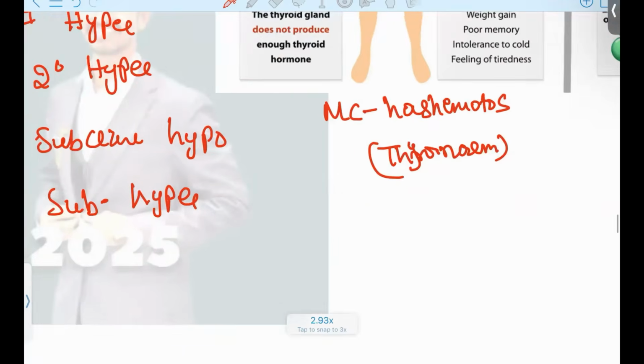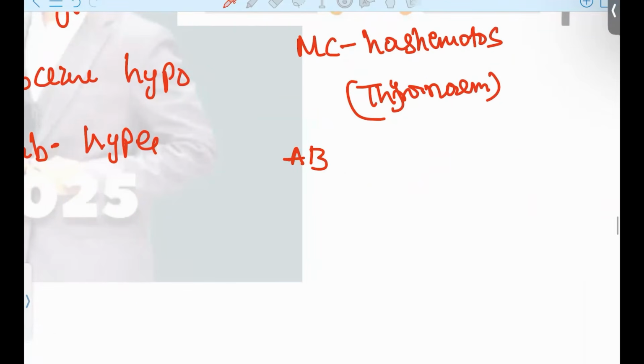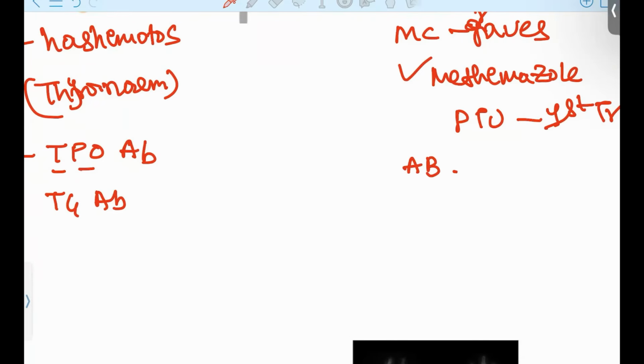And when it comes to antibodies, the most common antibodies involved in Hashimoto's are the TPO antibodies and the TG antibodies, your thyroid peroxidase antibodies and the thyroglobulin antibodies. And in Graves' disease, the thyroid receptor and thyroid stimulating hormone receptor antibodies are involved. These are the antibodies involved in Graves' disease.